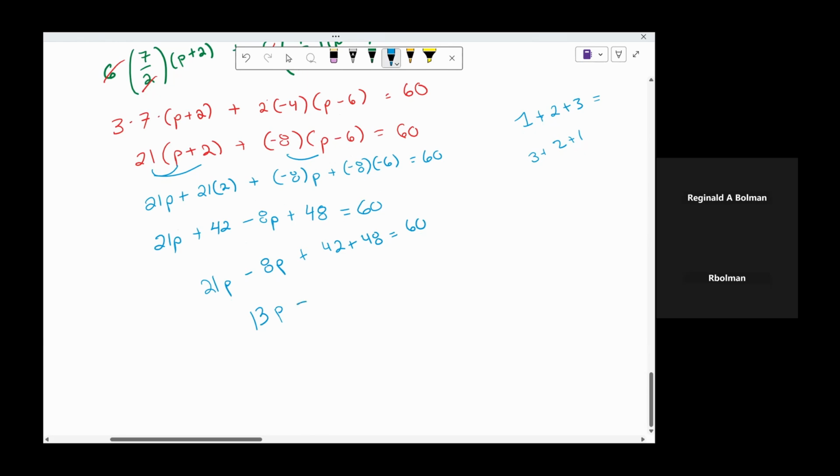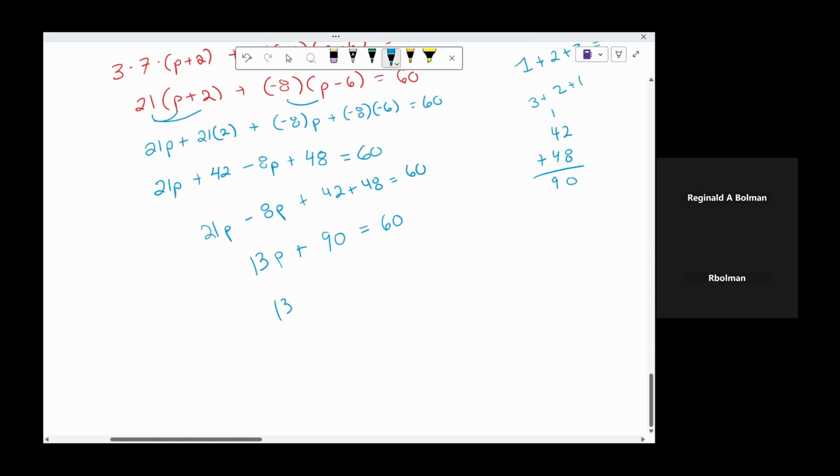And we need to add 42 plus 48. So let's go to the side of our page. 42 plus 48. 2 plus 8 gives you 10. Carry the 1. 1 and 4 is 5. 5 and 4 gives you 9. So you've got 13P plus 90 is equal to 60.